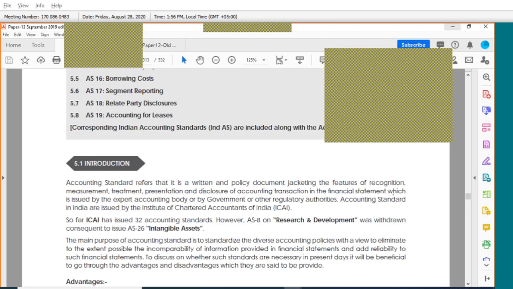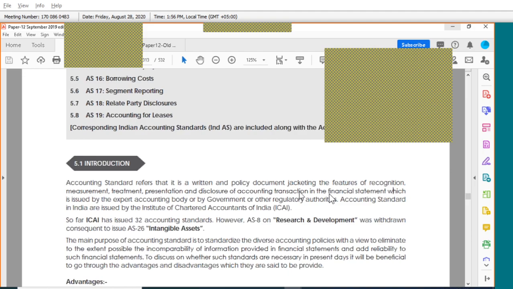If AS2 is not there, then what will happen? Please tell me. Then anyone can value the inventory according to their wish, correct? Then they can inflate the profits easily, correct or not? So that situation should be avoided. How is it avoided? By implementing accounting standards.